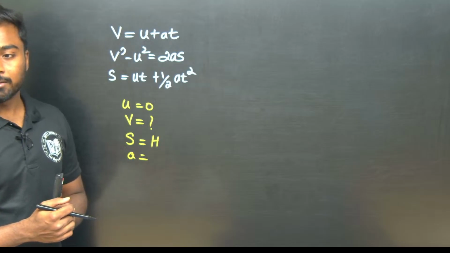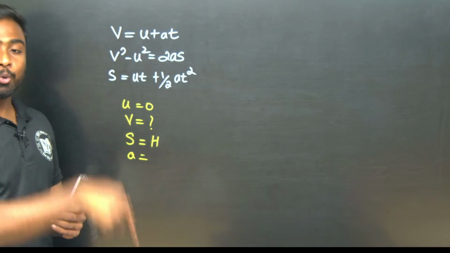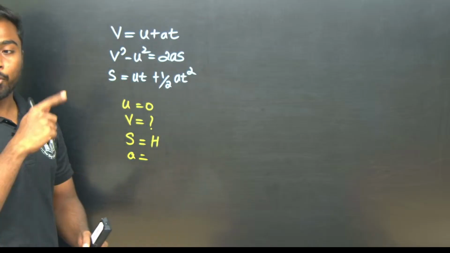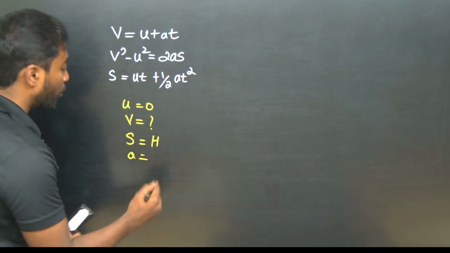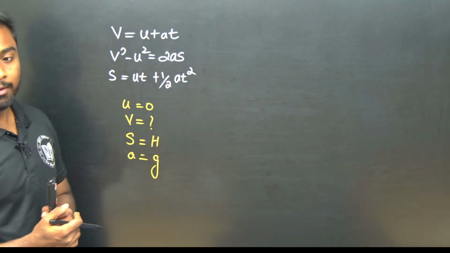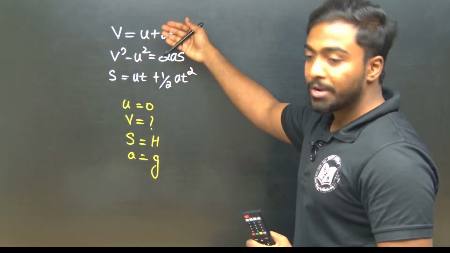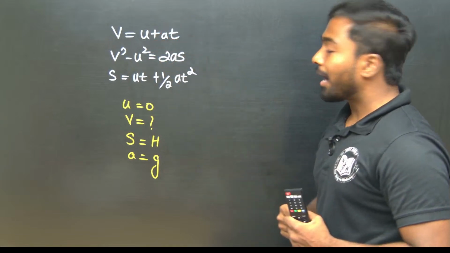Minus. I am opposing gravity, I am going towards the gravity. Now if I oppose the gravity, it is minus. Right now it is only plus g. Okay. Now let me take these values and substitute in these three equations, and I will get the unknown terms.